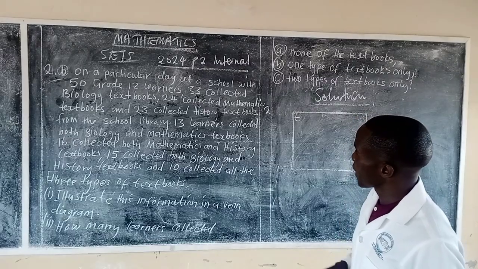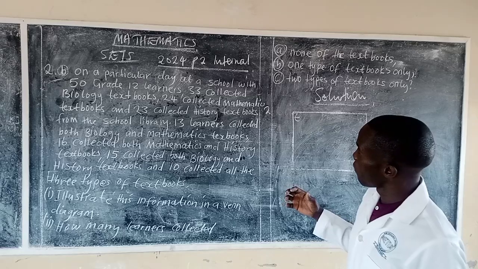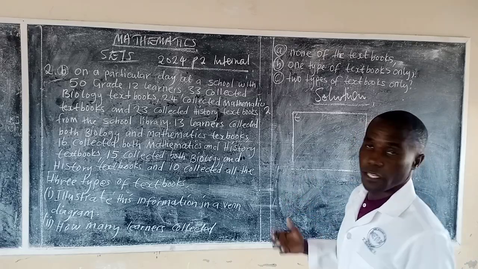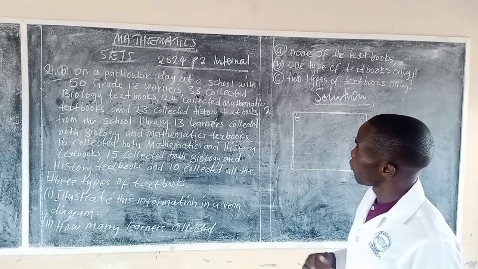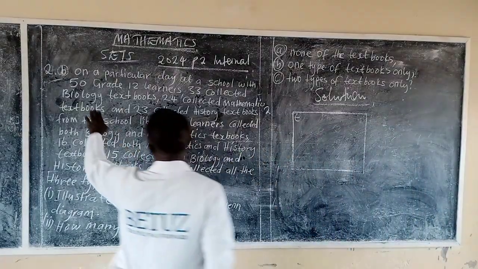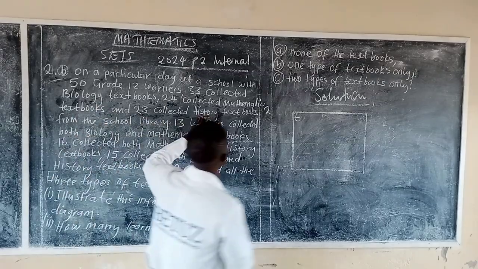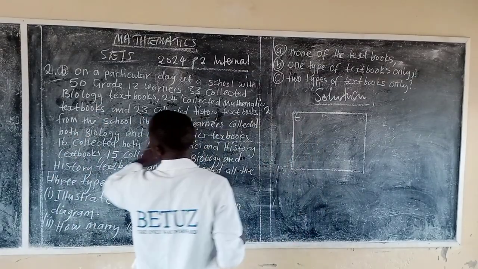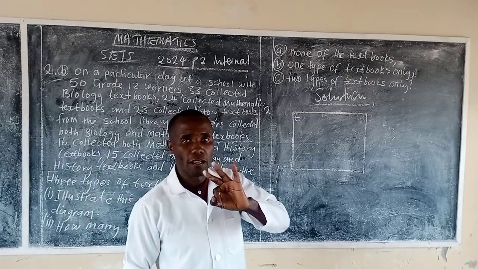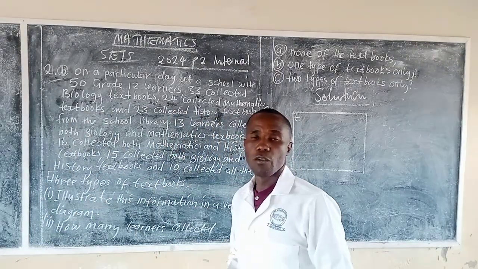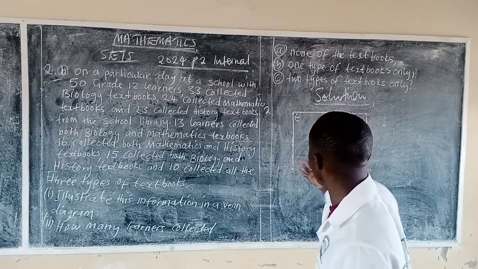the other thing that you should take into consideration is the number of subjects, of those books which are being collected by learners. Here we have biology, history, and also mathematics. So there are three types of books, hence you have to come up with three sets inside the Venn diagram.